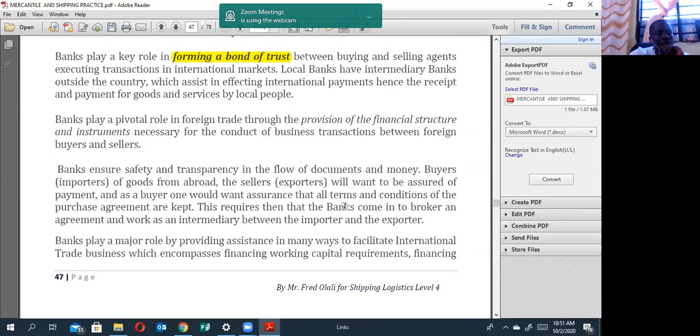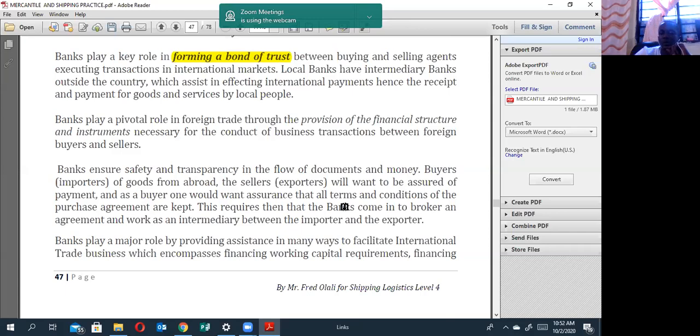So they ensure safety and transparency in the flow of the documents and money, and the buyers of goods from abroad and their sellers always want to be assured of the payment, because you are dealing with somebody you don't know. He's sitting on the other side, you're sitting on this other side. So there must be that kind of trust, and this trust is only assured by the bank. And the buyer would want assurance that all terms and conditions of the purchase agreement are kept. So this requires that the banks come in to broker an agreement and work as the intermediary between the importer and the exporter.